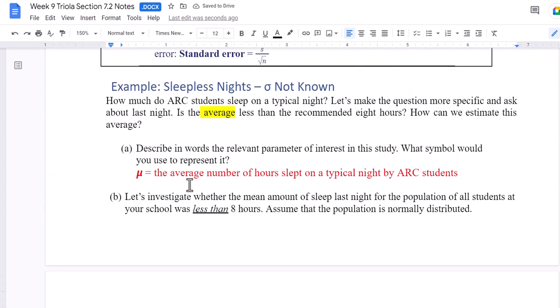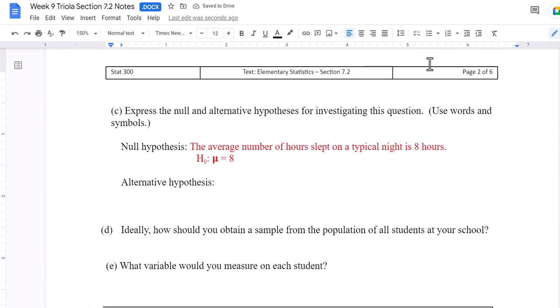The conjecture. So we want to investigate whether the mean amount of sleep, let me highlight that real quick, is less than 8 hours. So that's what we want to investigate. So that's going to be our alternative hypothesis. So in words, we can say the average number of hours slept on a typical night is less than 8 hours. And in symbols, we're going to say H sub A, right, for alternative. The H null is the null hypothesis, and HA is the alternative hypothesis. So the mean number of hours slept the previous night is less than 8.